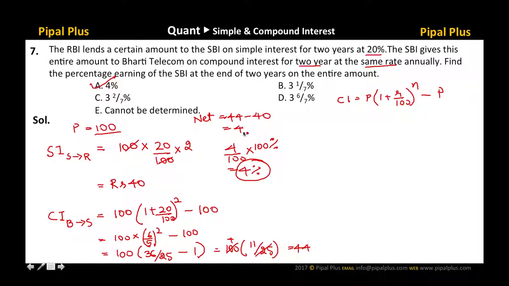Now, while all of this computation is good, when we are working for CAT, we need to be a little bit smarter. So what happens is that we know that the difference in the amounts to be paid in case of compounding and simple at the end of 2 years specifically, that difference.